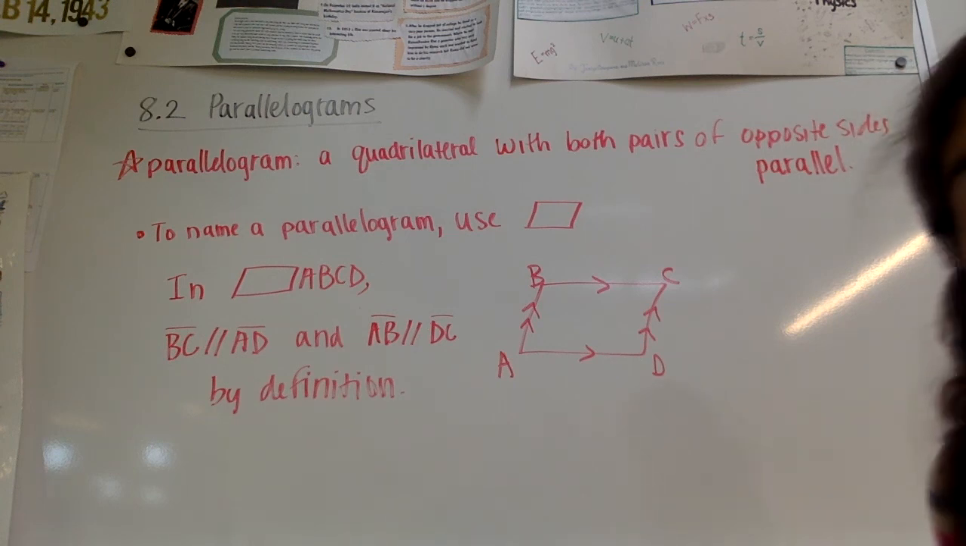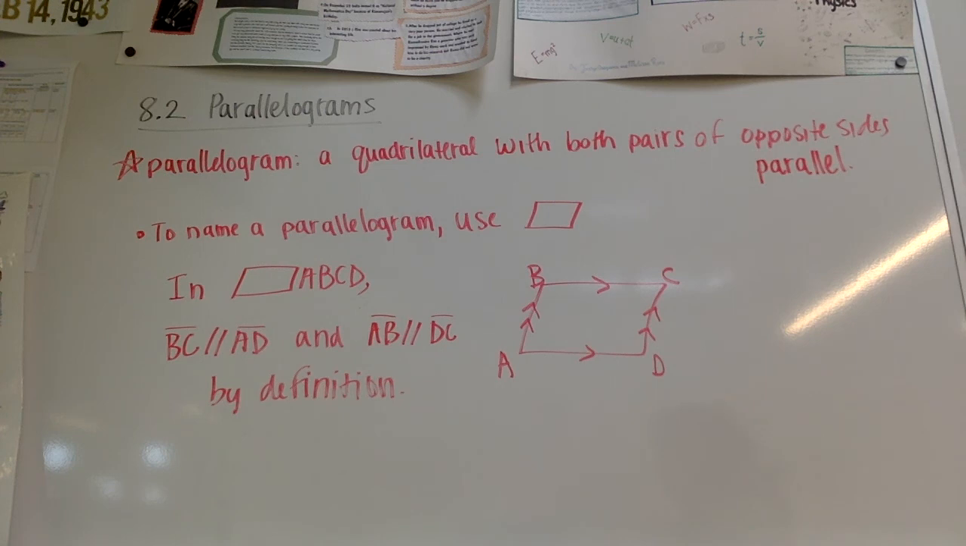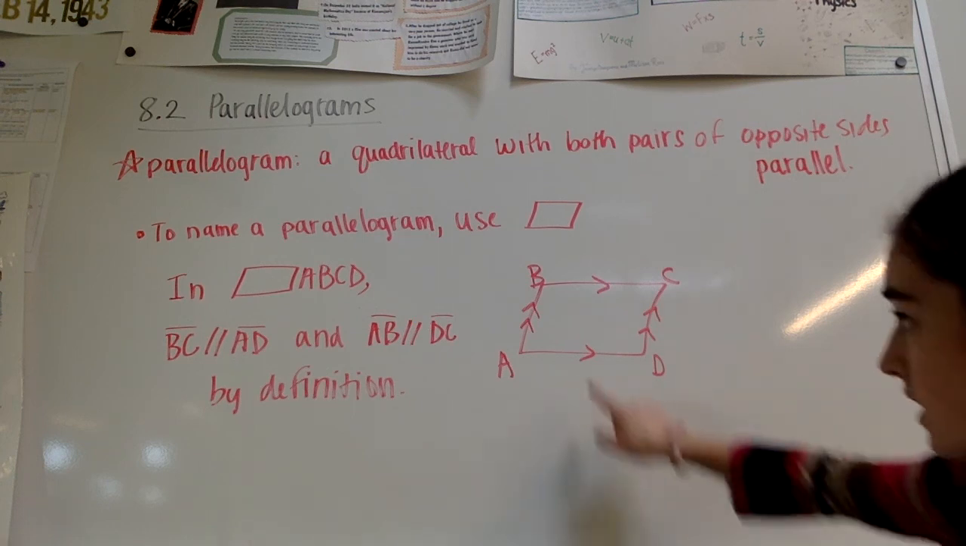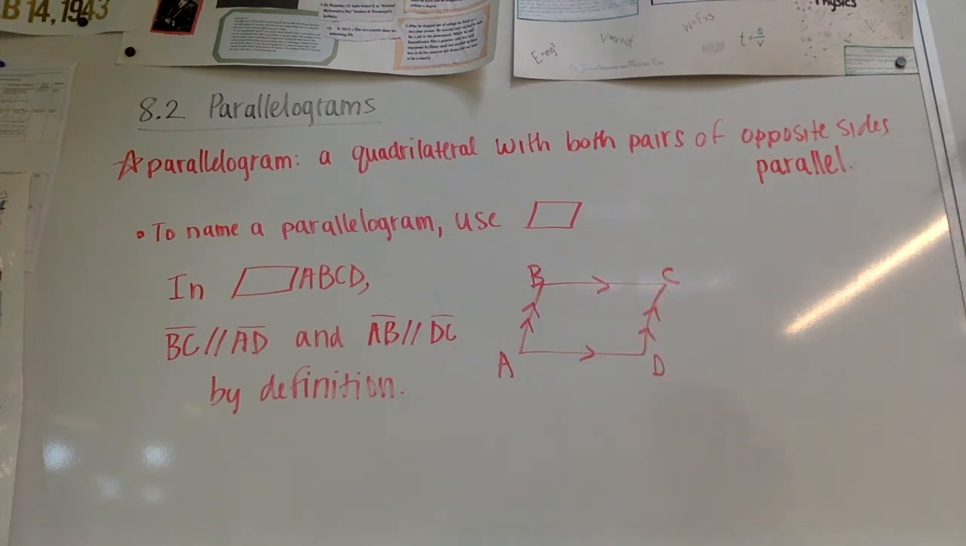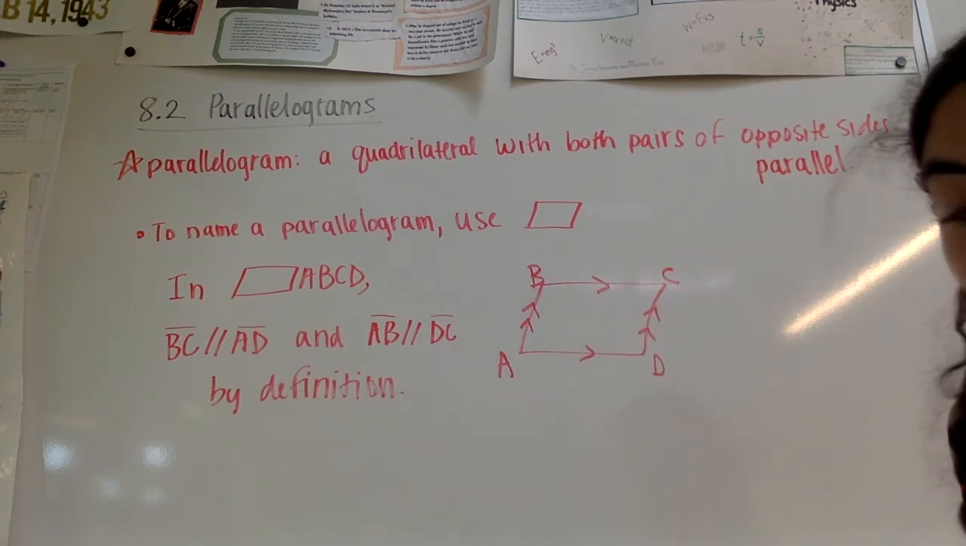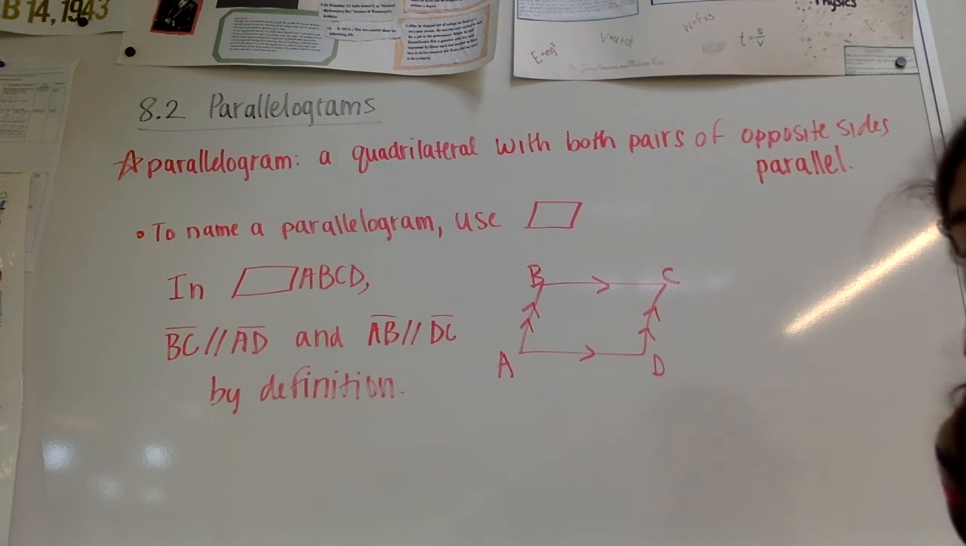Okay, so the first thing is the definition of a parallelogram, which is a quadrilateral with both pairs of opposite sides parallel to each other, okay? To name a parallelogram, you use this symbol here. I would recommend practicing writing that symbol out because we will be drawing those shapes a lot, okay?